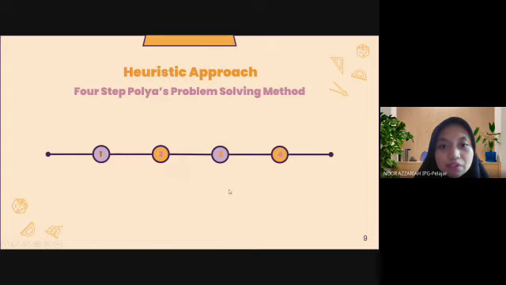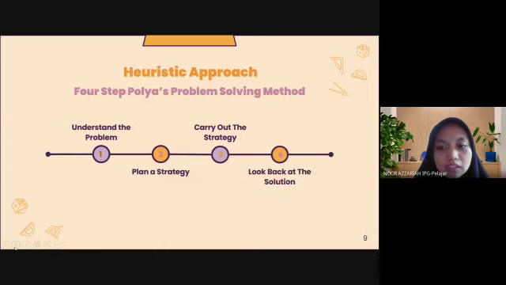So for the heuristic approach, I use Polya's problem solving method. So there are 4 steps that we need to follow. First, understand the problem. Secondly, plan a strategy. Next, carry out the strategy. And lastly, look back at the solution.